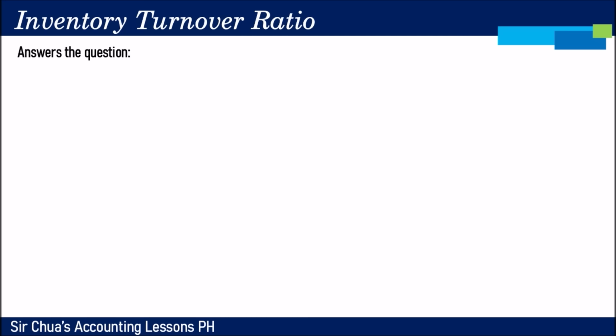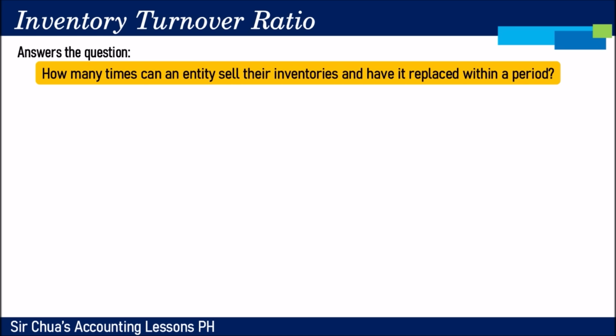Dito naman sa inventory turnover ratio, how many times can an entity sell their inventories and have it replaced within a period? Ang gusto natin kasi mangyari, mabilis yung pag-ikot ng inventory natin. Laging nakakabenta, laging nare-replenish yung stocks natin sa storage. Okay? Ganun yung gusto natin mangyari. Laging maraming benta para laging nakakapag-replenish ng stocks natin sa storage.